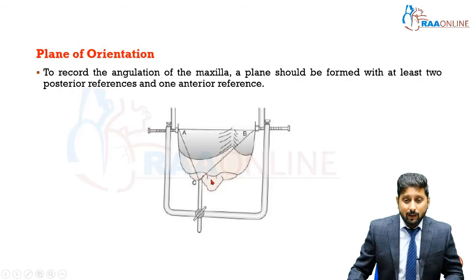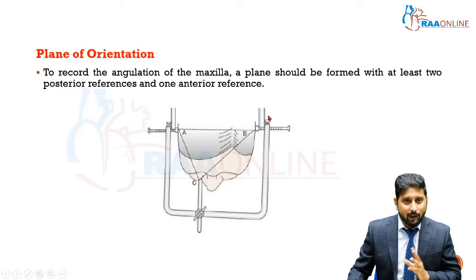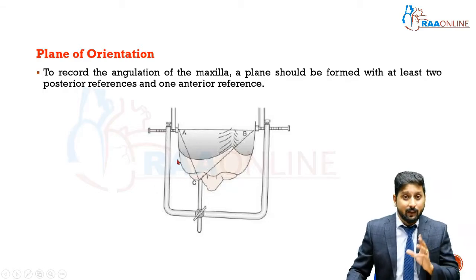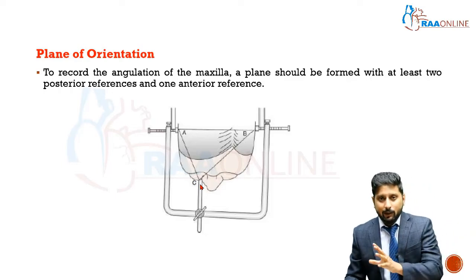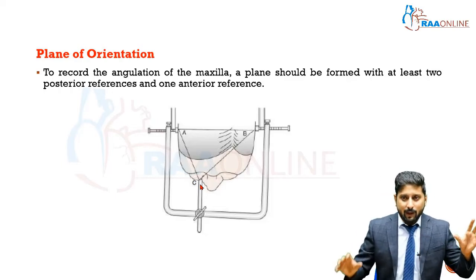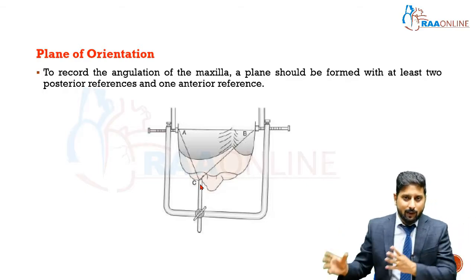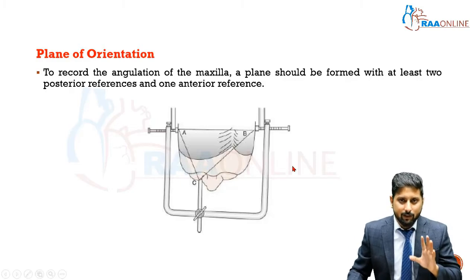Now these 3 points will also be there in the articulator. The articulator also has 2 condylar elements. The articulator will also have some form of anterior indicator. So you have 3 reference points in the patient, you have 3 reference points in the articulator. All you have to do is make use of these reference points and capture the orientation of the maxilla, transfer it to the articulator. This is what basically your orientation jaw relation is going to do.